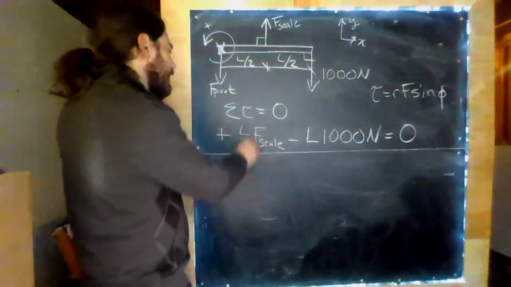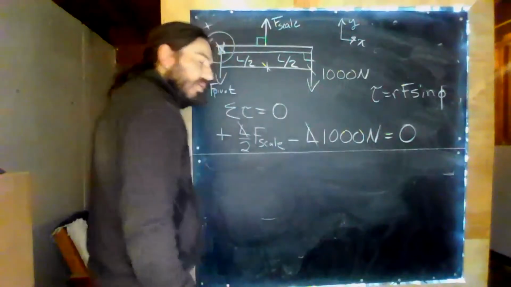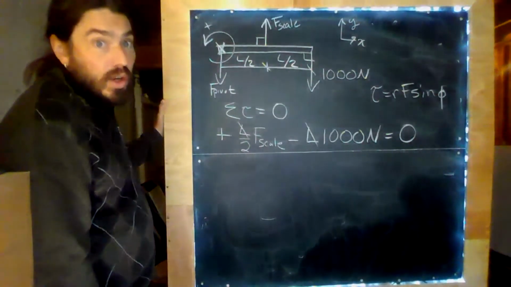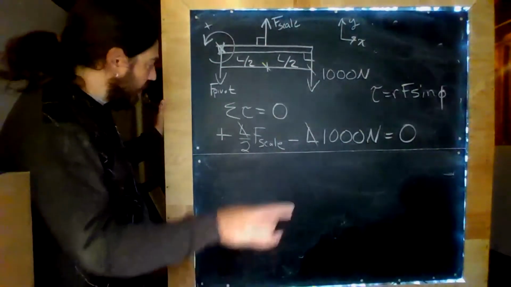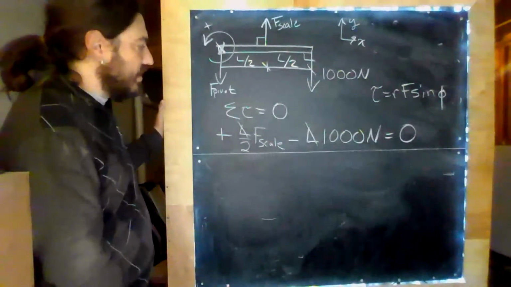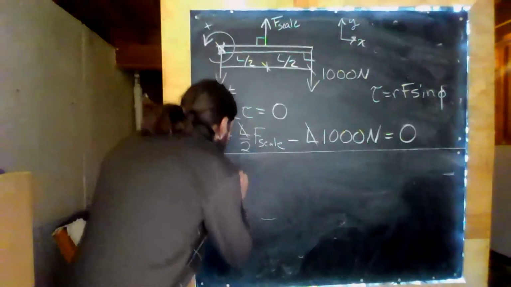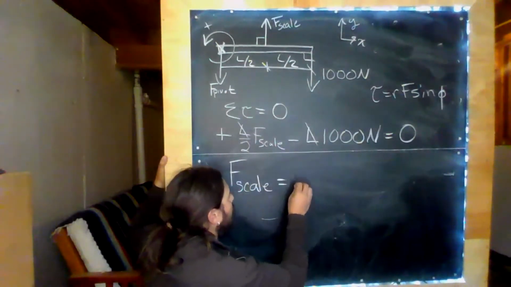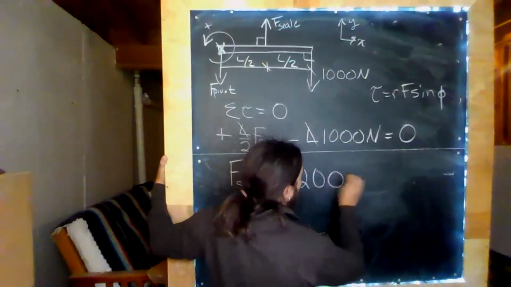There's our equation. Notice that my L's cancel. So if you freaked out and were like, hey, I can't solve this, I don't know the length of my bar, you freaked out too early. Okay, here we go. Now we just do some quick algebra. F scale equals 2,000.